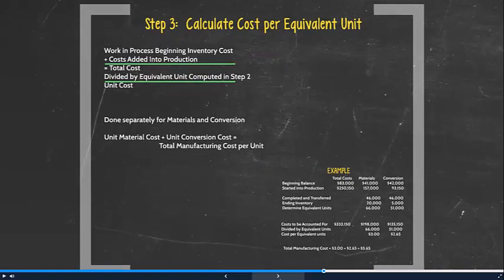Next, we can move on to step 3, which is to calculate the cost per equivalent unit. Again, to do this, we want to figure out what cost we had during this period and divide that by our equivalent units that we just figured out in step 2.